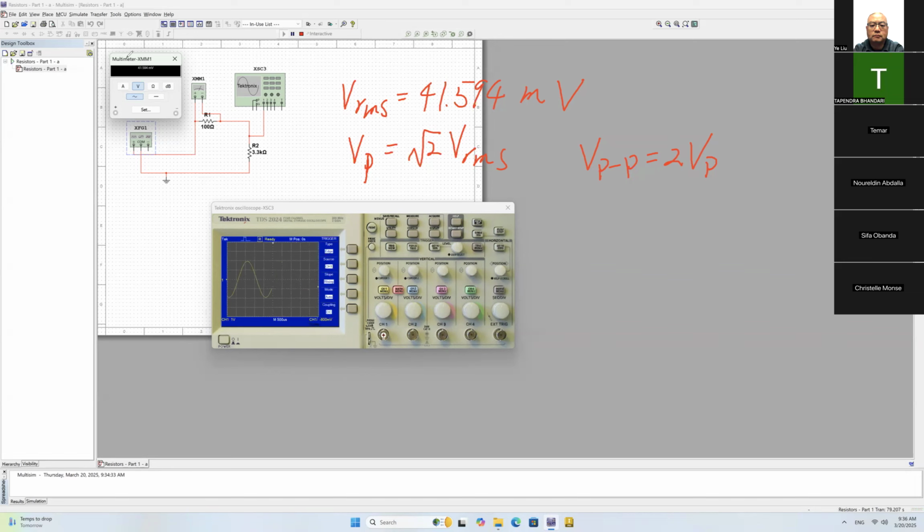In Tinkercad, it doesn't have the multimeter, so we have to use the oscilloscope to measure the voltage across the resistor.